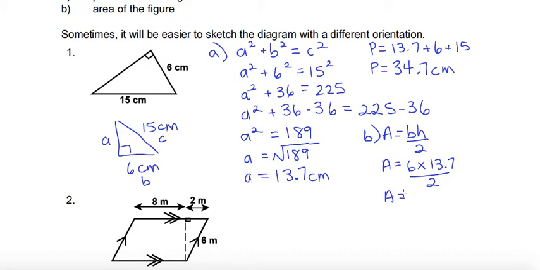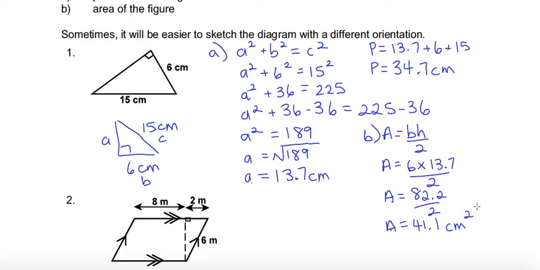So I'm going to calculate this value again. So 6 times 13.7 gives me 82.2. Divided by 2 gives us 41.1. And my units is centimeters squared, because now we're dealing with area. So that seemed like a lot of work to find out just the area and the perimeter of this triangle, but these are the steps you will need to take to solve this question.